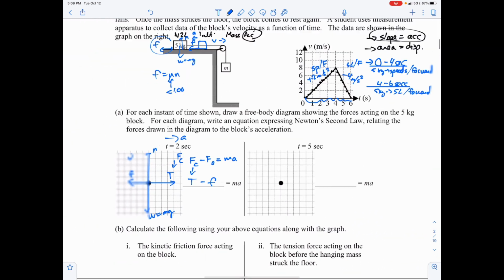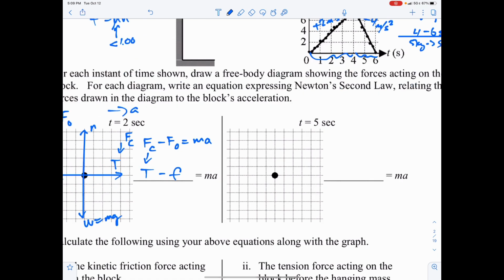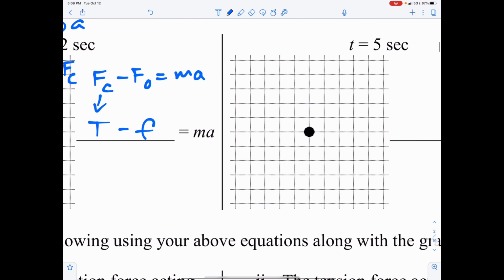During the second time, 5 seconds occurs during the time interval where we are decelerating or slowing down. And during that time, you have the same amount of friction. So I've got that 3 Newton force going to the left, but I've got nothing else going horizontally. I still have the same normal force and the same weight acting on the block.